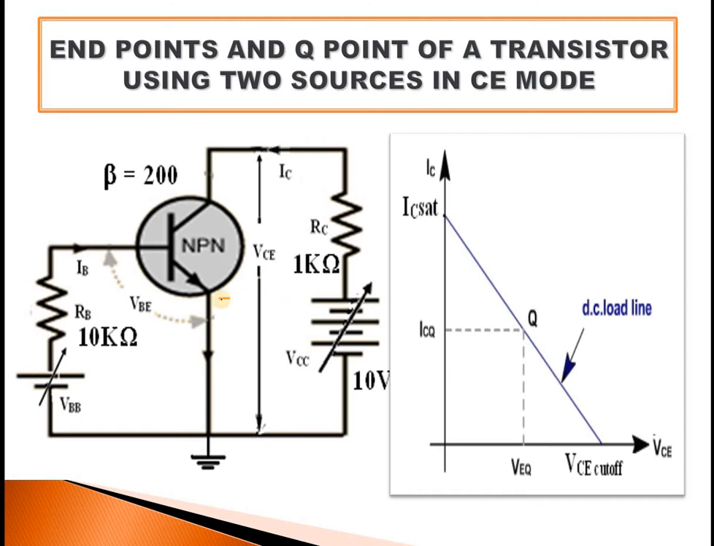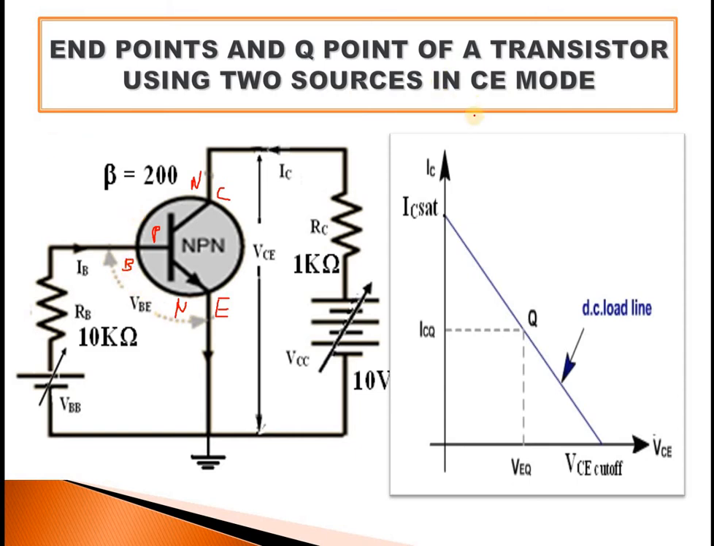This is a common emitter configuration. You know, this is emitter, this is collector, this is base. And I always prefer and suggest you to draw the circuit by analyzing the components used, not by hearting. It is an NPN transistor, means this is N, this is P and this is N.